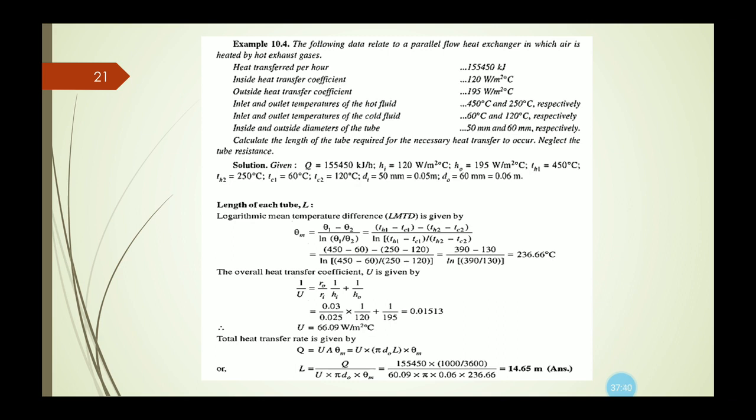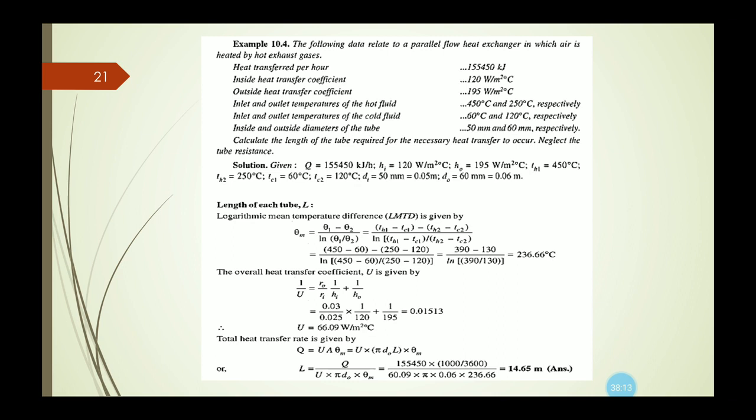Now we need to calculate the length of the tube required for the necessary heat transfer to occur. As this is a case of the parallel flow heat exchanger, we can use the formula of the LMTD for a parallel flow heat exchanger. The formula is theta m equals theta 1 minus theta 2 divided by ln theta 1 by theta 2.